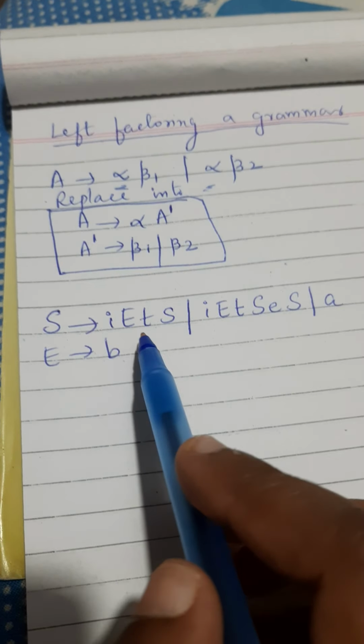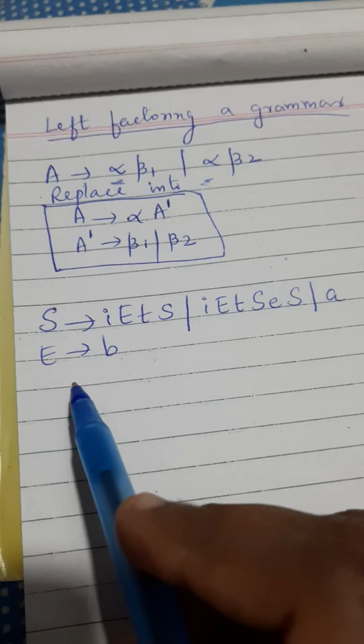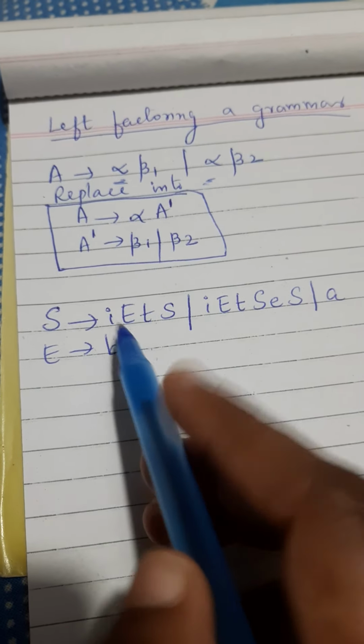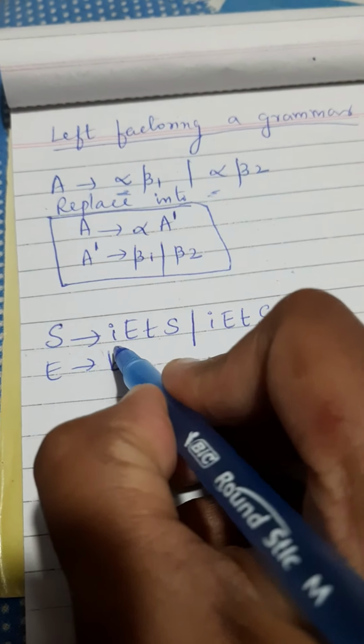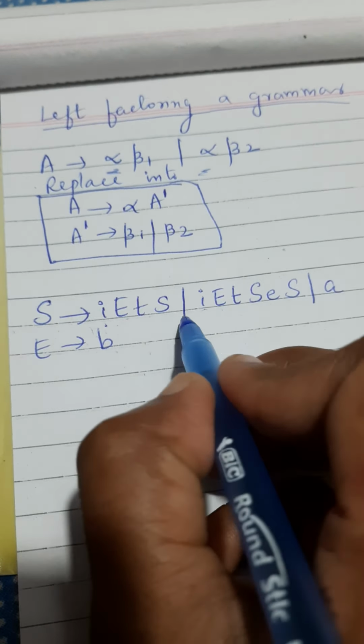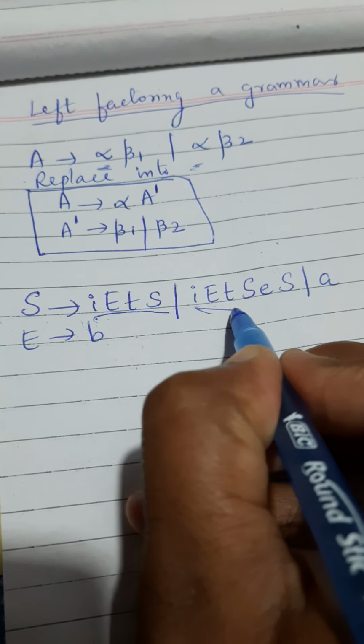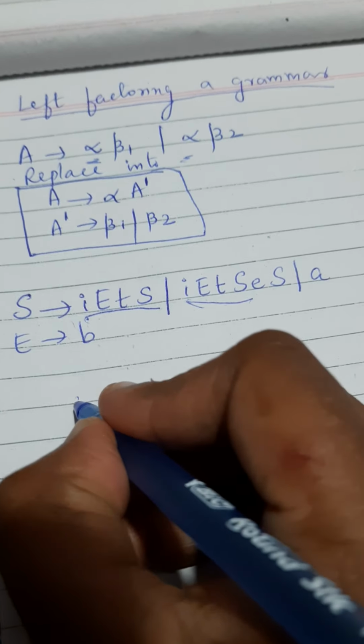S derives IETS or IETS, ES or A. E derives B. Now you will see here whether leftmost common factors are there. Yes. I is same, therefore this both definition. E is also same, T is also same, S is also same. So common factors, leftmost common factors is this much. So we will take out that part.